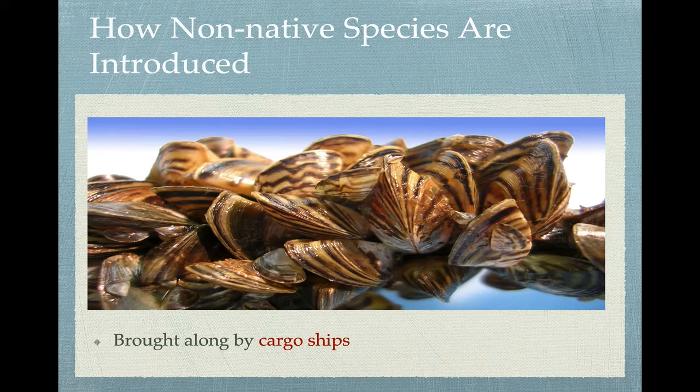Zebra mussels are brought along by cargo ships. They will actually secrete a little concrete cement that they attach themselves to the hulls of ships. And shipping companies spend billions of dollars trying to scrape these guys off. They get in the ballast that keeps the ship stable. When it comes into port, they blow the ballast, and these guys go right out into the water, go to the bottom, and they do quite well. So that's the end of this section as to how they are transported.